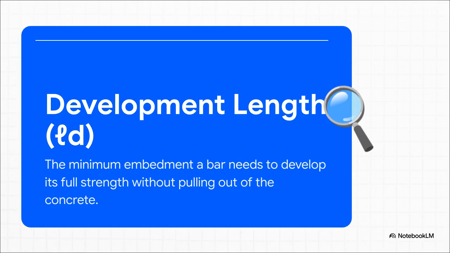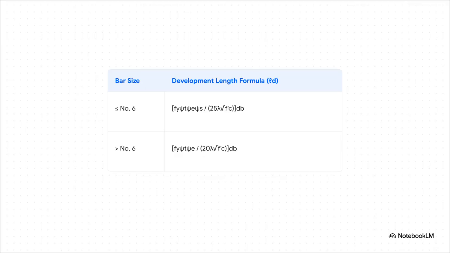It's the minimum amount you have to embed a bar into the concrete to make sure it's properly anchored. If the grip length is too short, the bar will just pull out when it's loaded, and it becomes a completely useless piece of metal. And figuring out that grip length isn't just a guess. The code gives us these pretty intense equations.